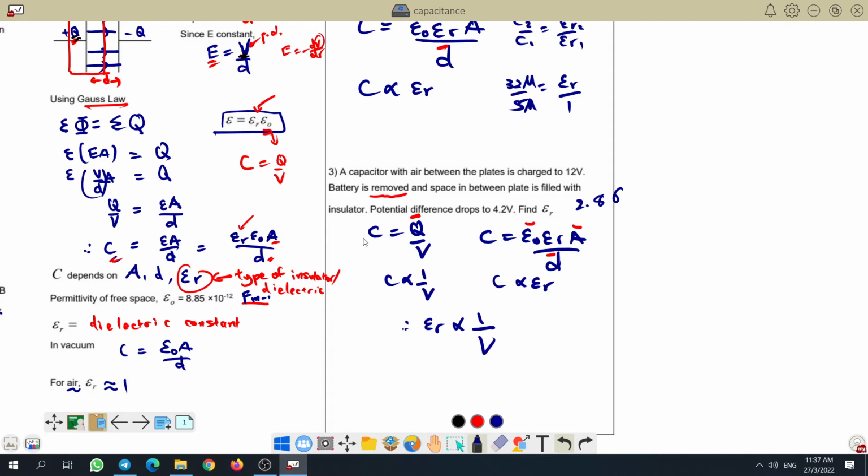Okay, so kita, epsilon naught itself is a constant. Memang nilai constant kan? A and D is the dimension of your capacitor. Your capacitor kan? Dia tidak cakap ada apa-apa kan, dia kata dia hanya letak sesuatu di dalam. Kapasitor yang sama. Unless they say you increase the distance ke, decrease the distance ke, kan? So it's the same capacitor. So something in between.